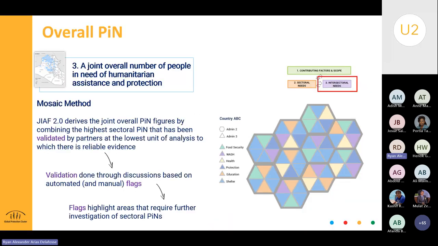So overall PIN. For our veterans, this will probably sound very familiar, because it is just max PIN. That's it. You have your admin areas. The sector that has the highest PIN is then chosen. So this process is a quantitative process.